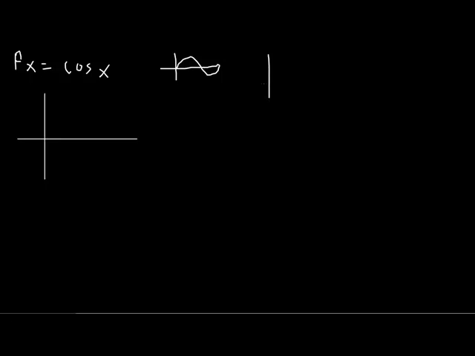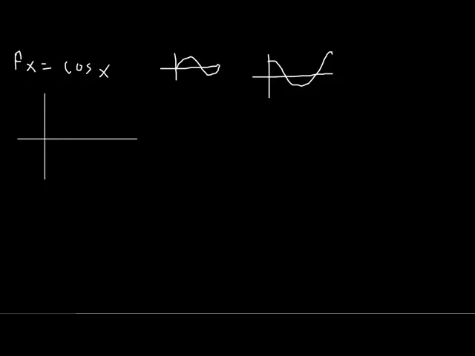So let's start with a basic equation, f of x equals cos x. How does that look? Let's draw a little mini graph here. Without even looking at the coordinates, just the outline of those two graphs, how do they look? This is a sine graph, and this is our cosine graph.